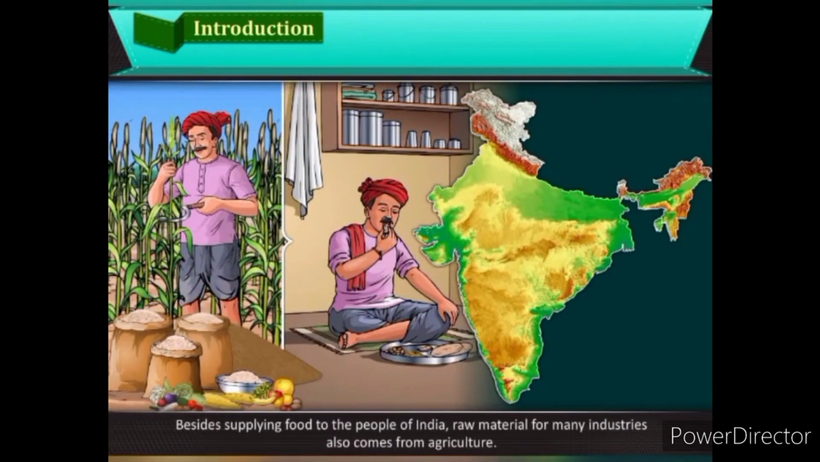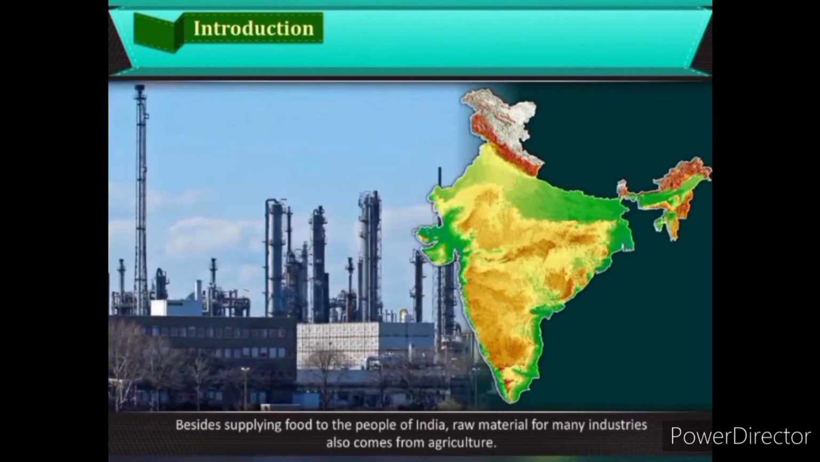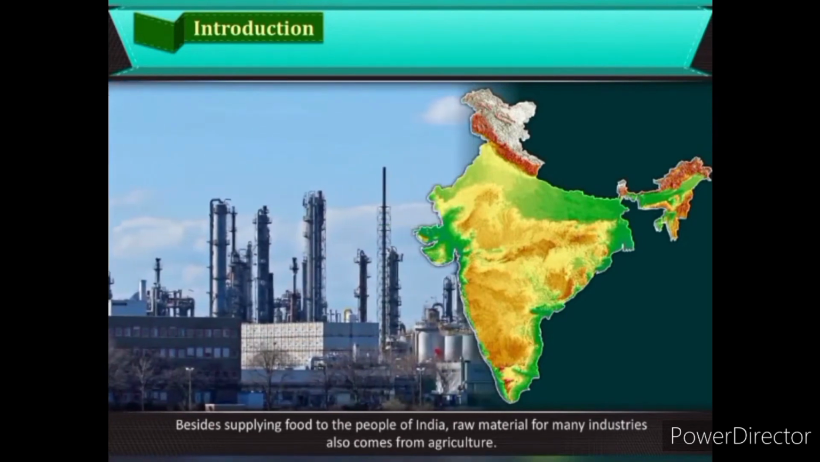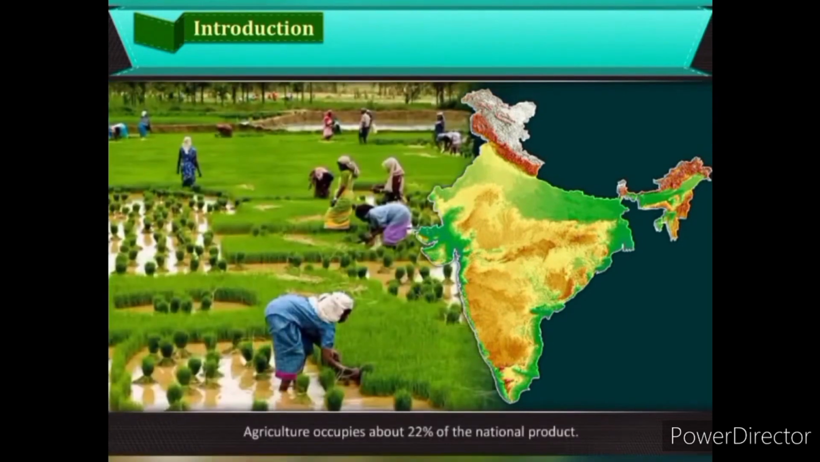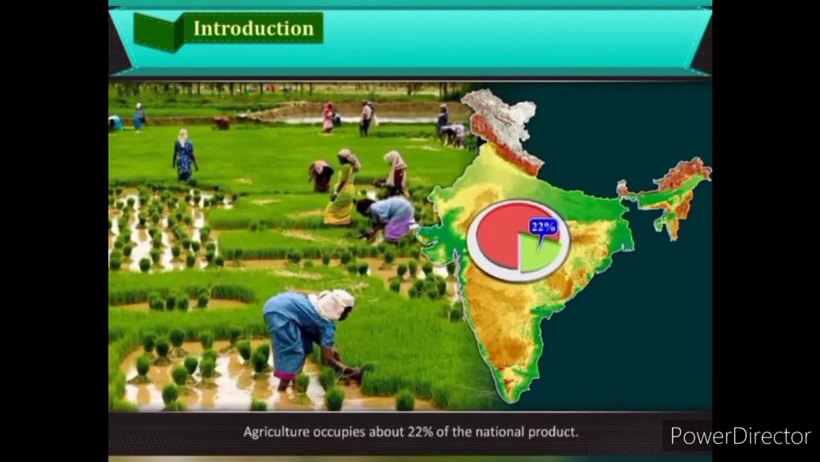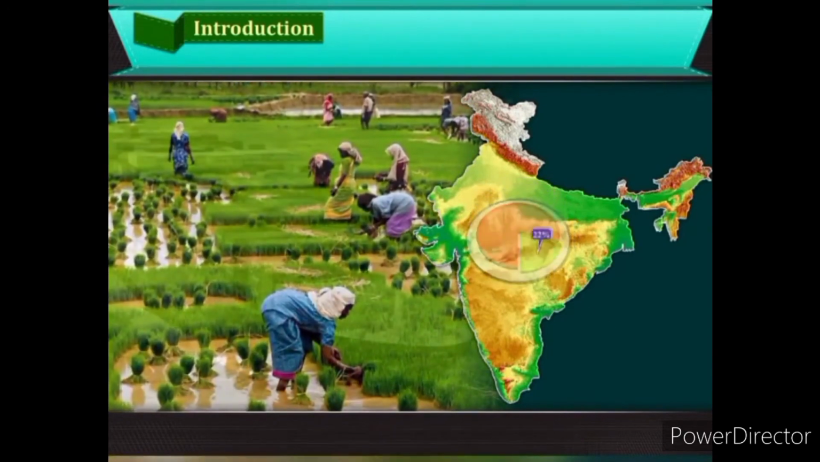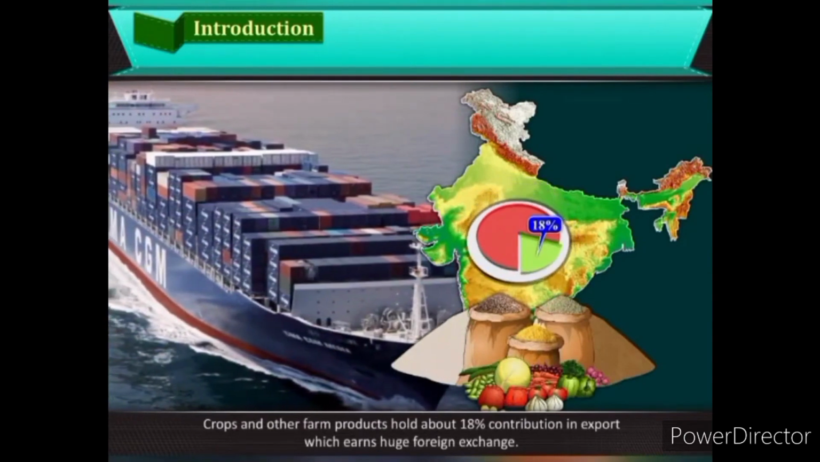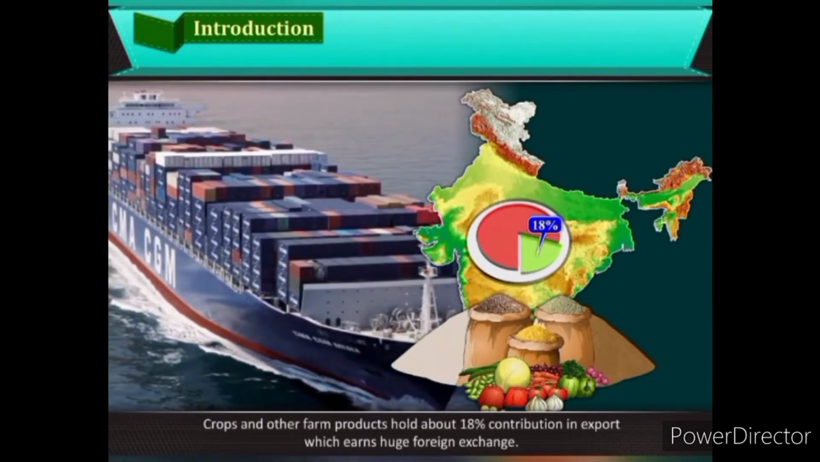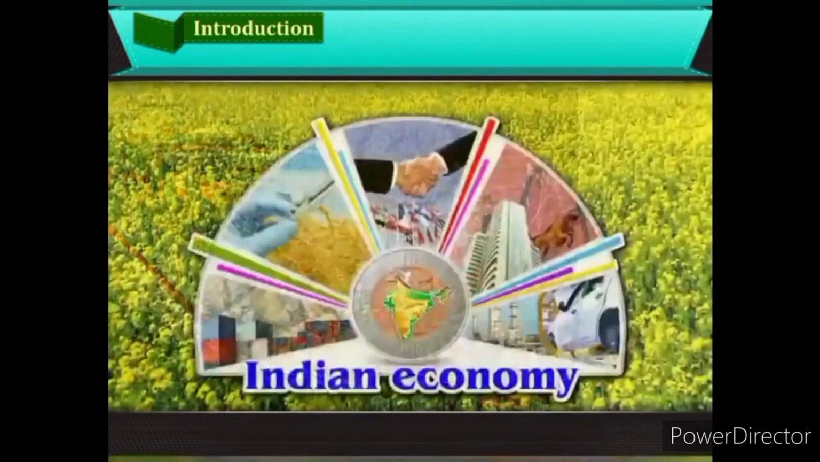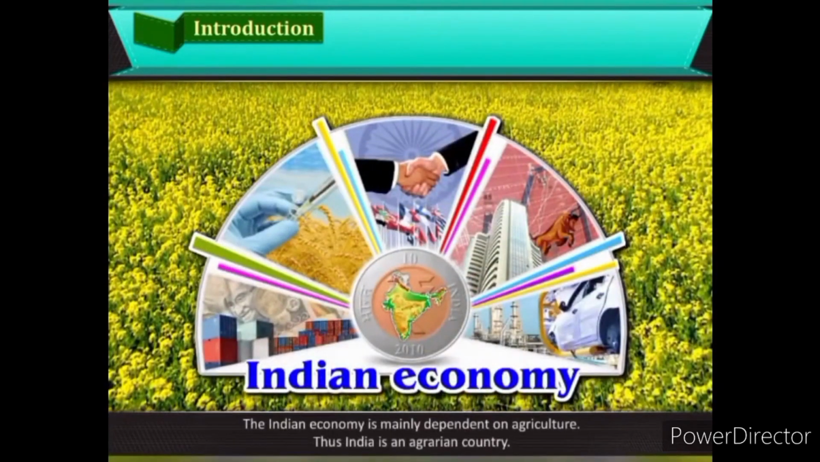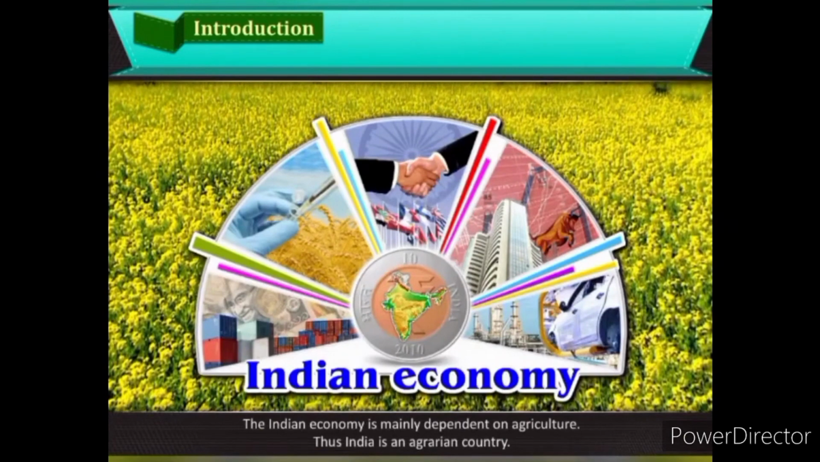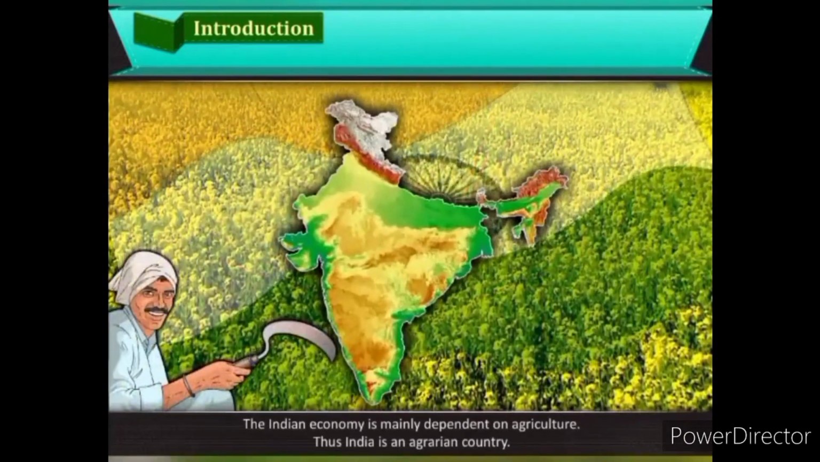Besides supplying food to the people of India, raw material for many industries also comes from agriculture. Agriculture occupies about 22% of the national product. Crops and other farm products hold about 18% contribution in export, which earns huge foreign exchange. The Indian economy is mainly dependent on agriculture. Thus, India is an agrarian country.